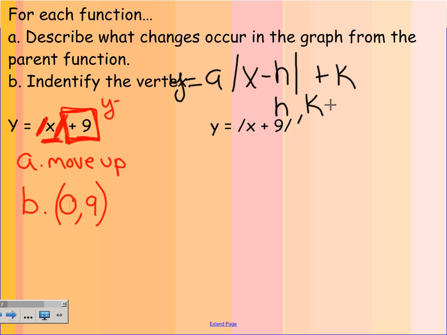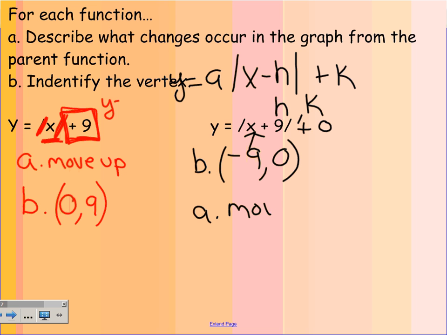So you may have guessed it. Then that's going to be my x is negative 9. And then there is no shift there, so that's going to be 0. Or input output: if I put in a negative 9, the value is 0. 0 plus nothing is still 0. So if my vertex is negative 9, 0, then what is the shift? Well, if I'm moving to negative 9, then I'm going to be moving 9 units to the left.